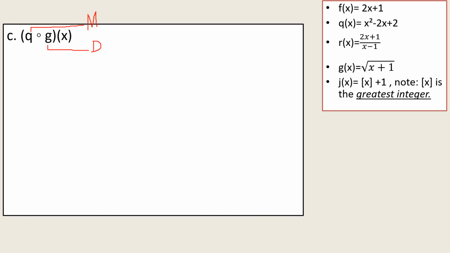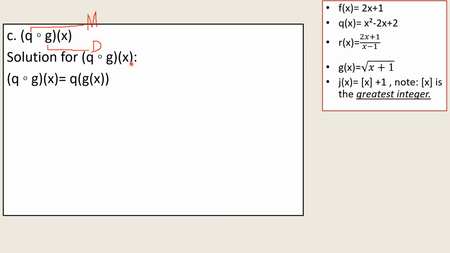So let's have the solution for q of g of x, the composition of q and g of x. Of course, we need to write the definition. What will our definition be? The composition of q and g of x is equal to the main function q of, since this will be the x of q.